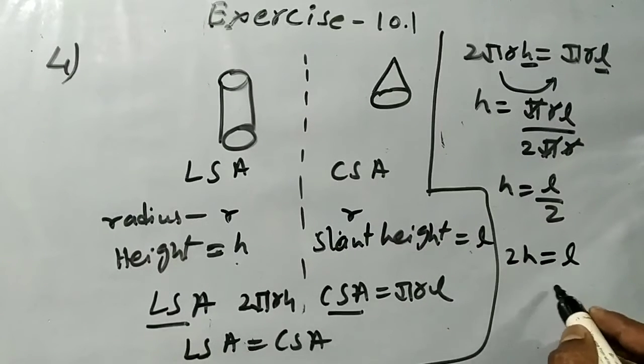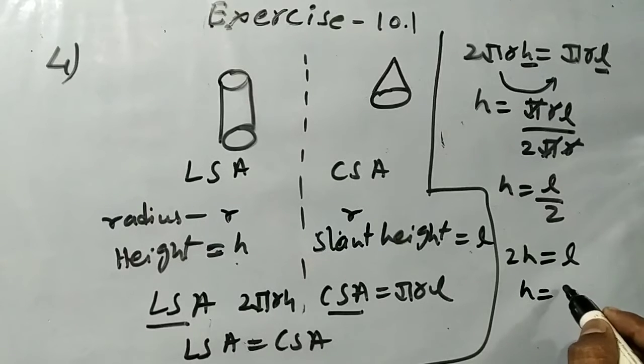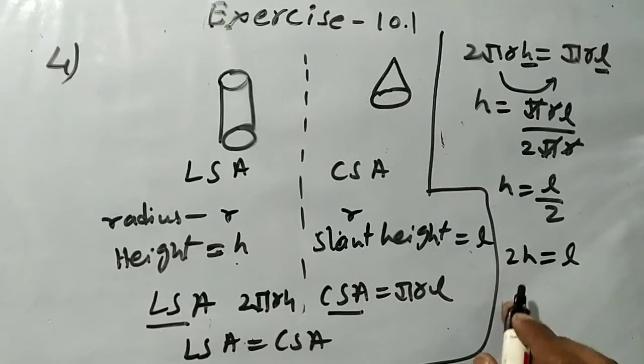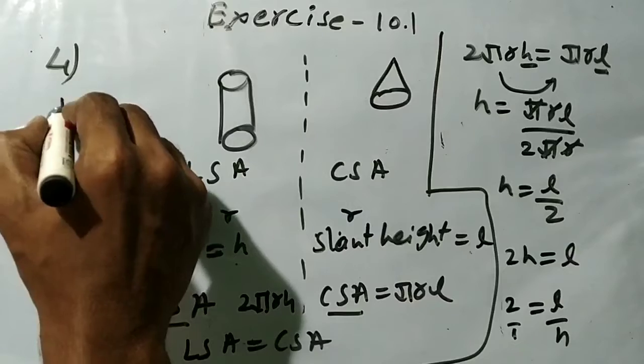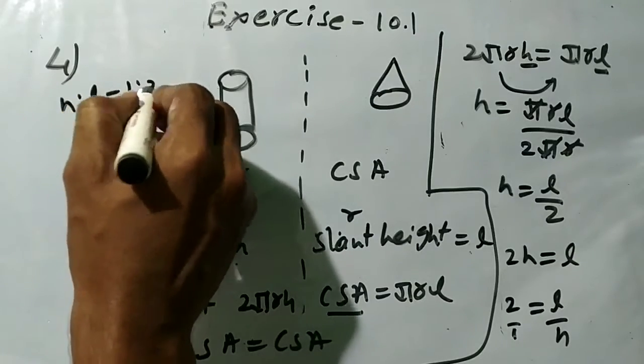So let's do one thing. L by H is equal to 2. So here L is equal to 2, and here we can substitute 1 for our imagination. So H is equal to 1. We got H is to L is equal to 1 is to 2.